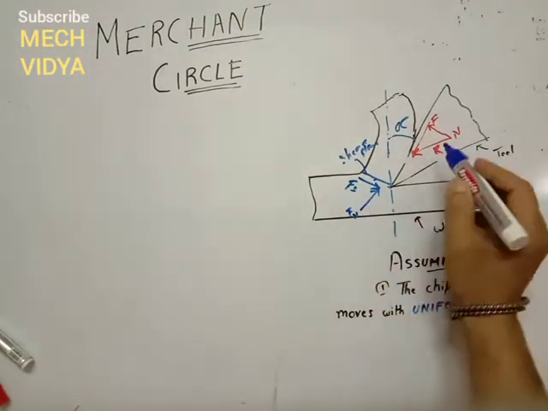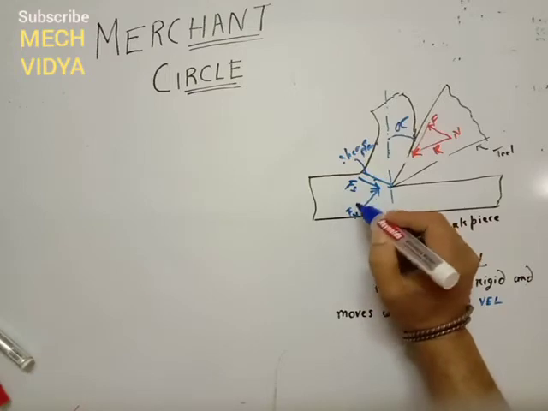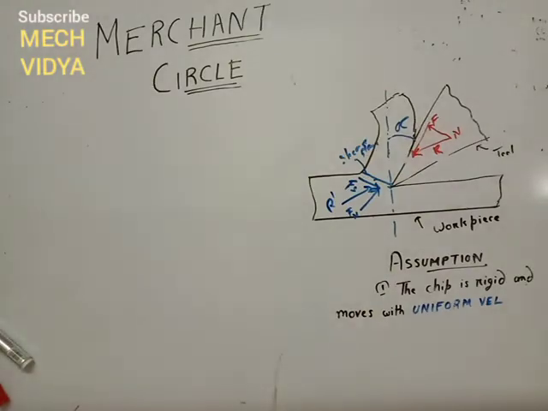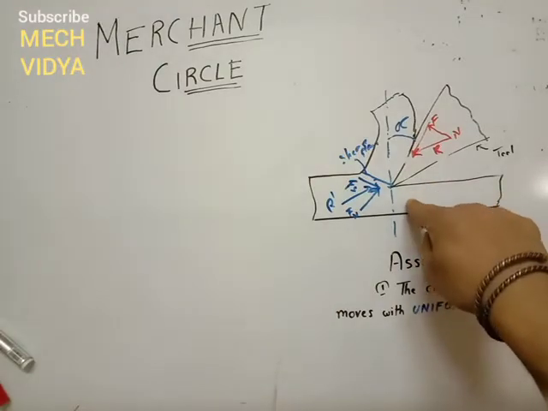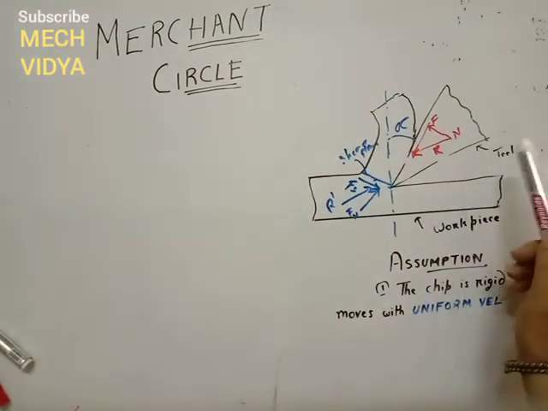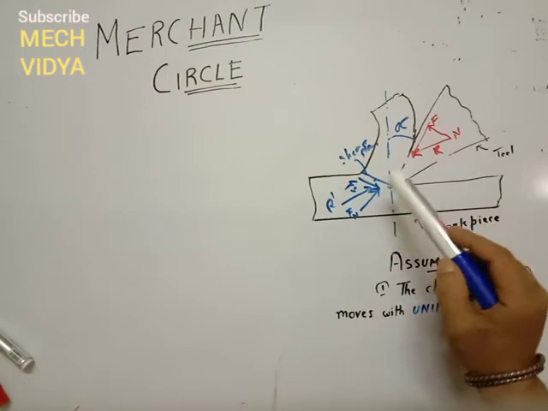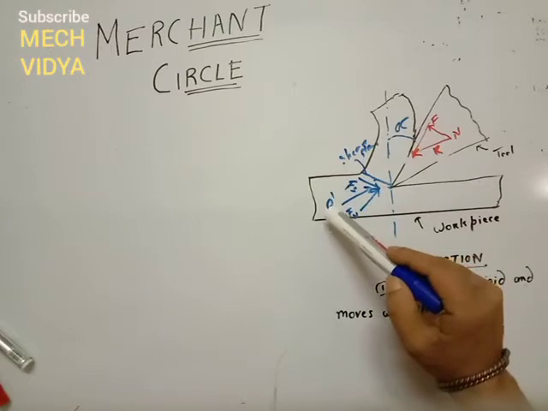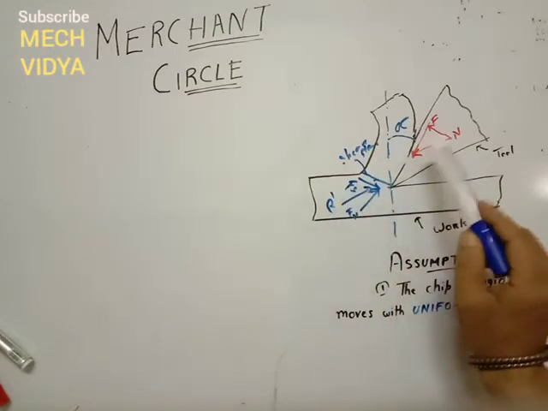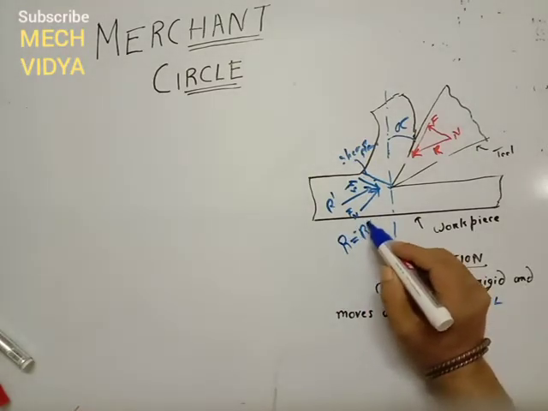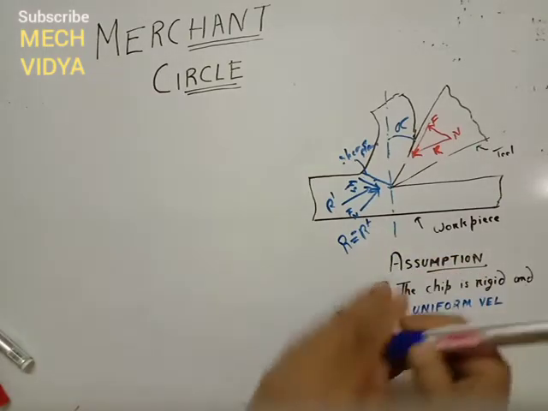In a similar way, if we add these two forces, we will get a resultant R dash. This R dash is the total amount of force that is acting from the workpiece on our metal chip. Now as I told earlier, this chip is flowing out at a constant velocity, so the resultant force R and the resultant force R dash will be equal to each other, equal in magnitude. R is equal to minus R dash. Why minus? Because the directions are opposite.